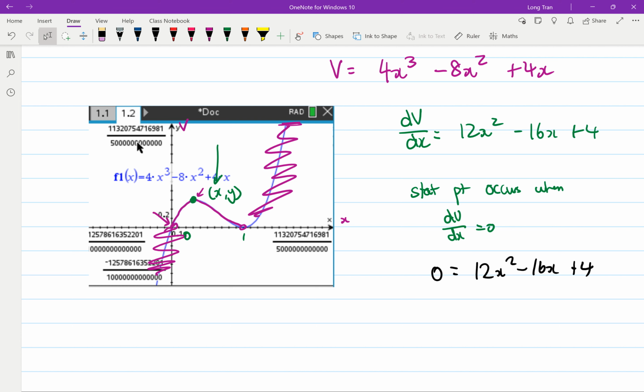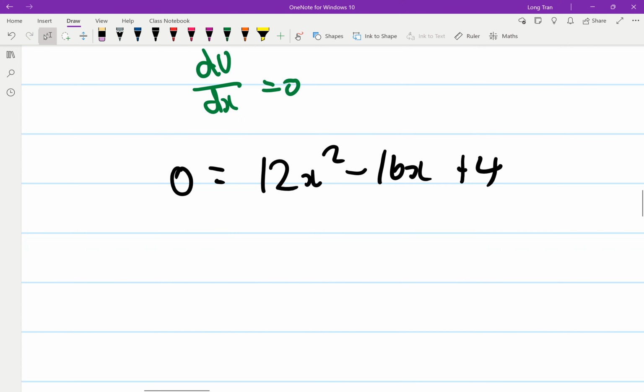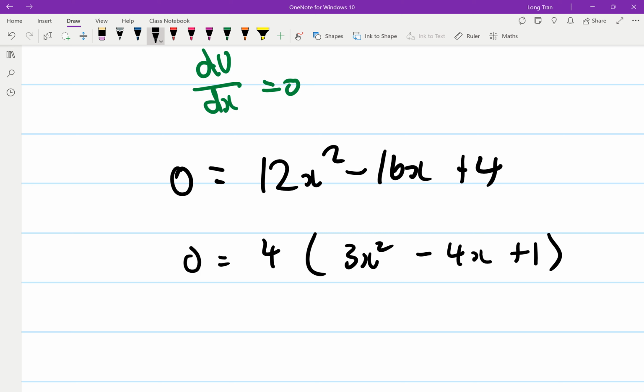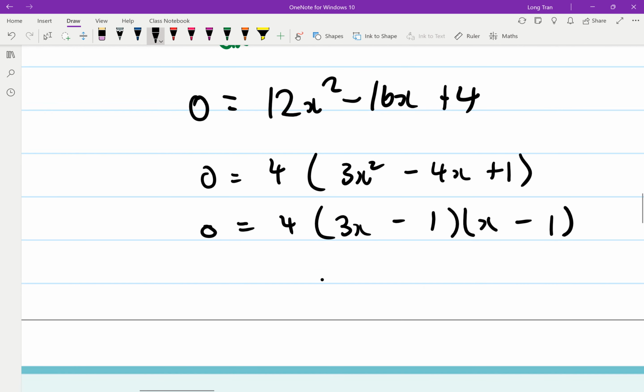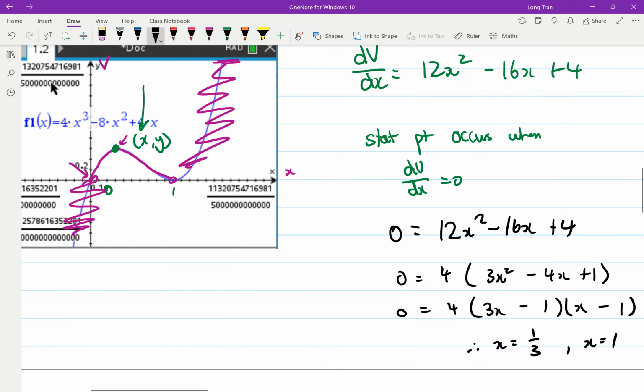Yeah, so here you can solve it and simply take out a common factor. I'd say 4 is a common factor, so you get 3x squared minus 4x plus 1. See if you can factorize this. This is 3x, 1, 1. So maybe, yeah, that works. So therefore, you get x equals a third or x equals 1. Which makes sense because in our diagram before, 1 is a turning point and the other one clearly has to be less than 1, which is a third.